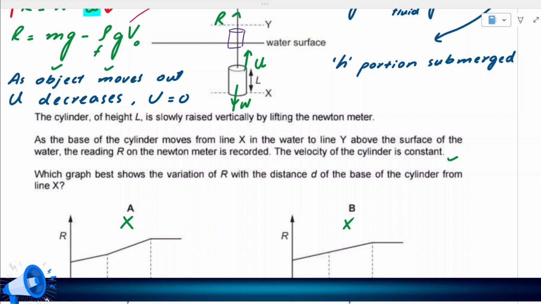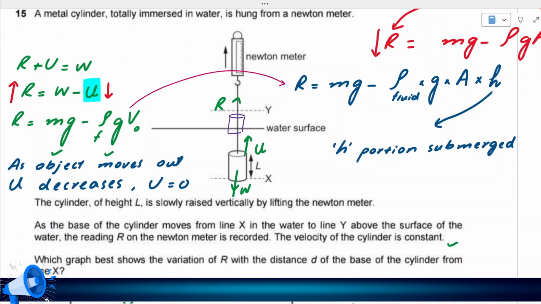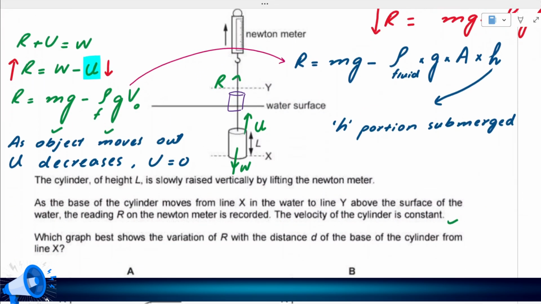Now let's move on to the next one. I'll share the soft copy also, the PDF. I'm not going to raise anything from this one.